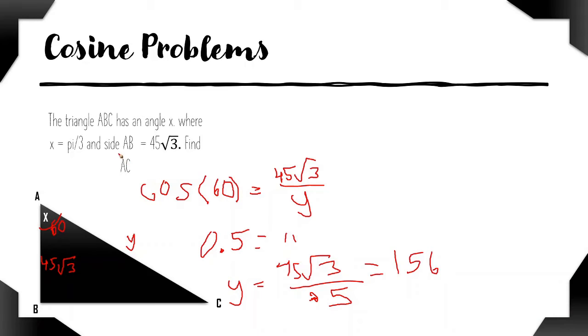And so that means AC, our actual side, is equal to 156. So 156 is equal to AC. Okay, let's go to the next equation.